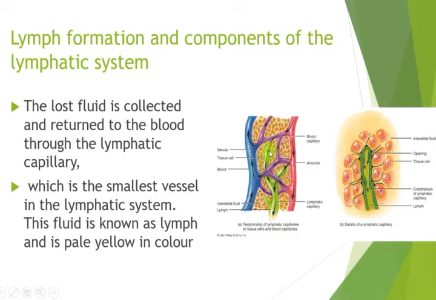So what happened? The remaining 15% of the tissue fluid will enter into the lymphatic capillaries. Once it enters the lymphatic capillary, the tissue fluid is called lymph, L-Y-M-P-H. When outside the lymphatic capillary, within the body cells or tissue cells, it is called tissue fluid. When the tissue fluid enters the lymphatic capillary, it is called lymph, and the color of the lymph is pale yellow.